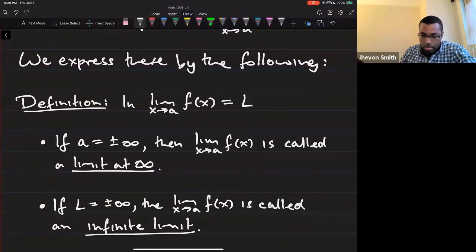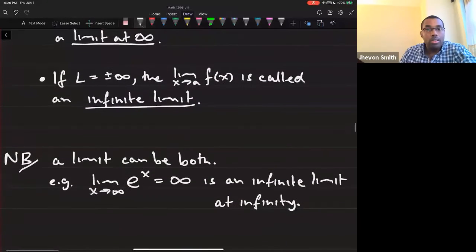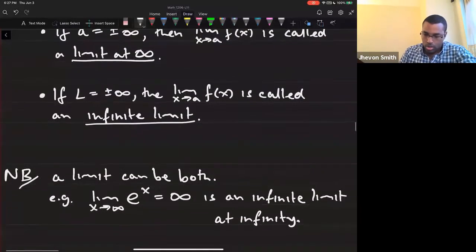It can be both, right? So for example, if I were to say the limit as x approaches infinity of e to the x equals infinity, that is both an infinite limit because the answer is infinity, but is also a limit at infinity because your x is approaching infinity. So it's an infinite limit at infinity, which is a mouthful, but it's just talking about the output versus the input. And it's just what we call it, just so you know.